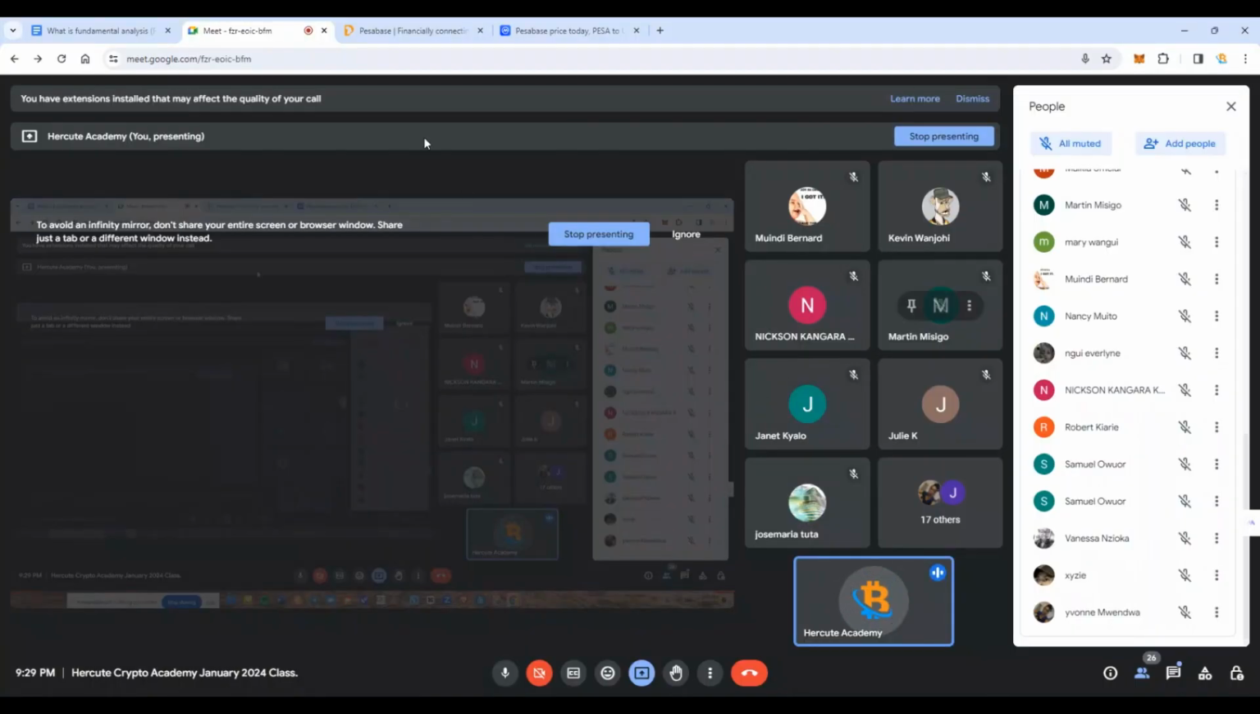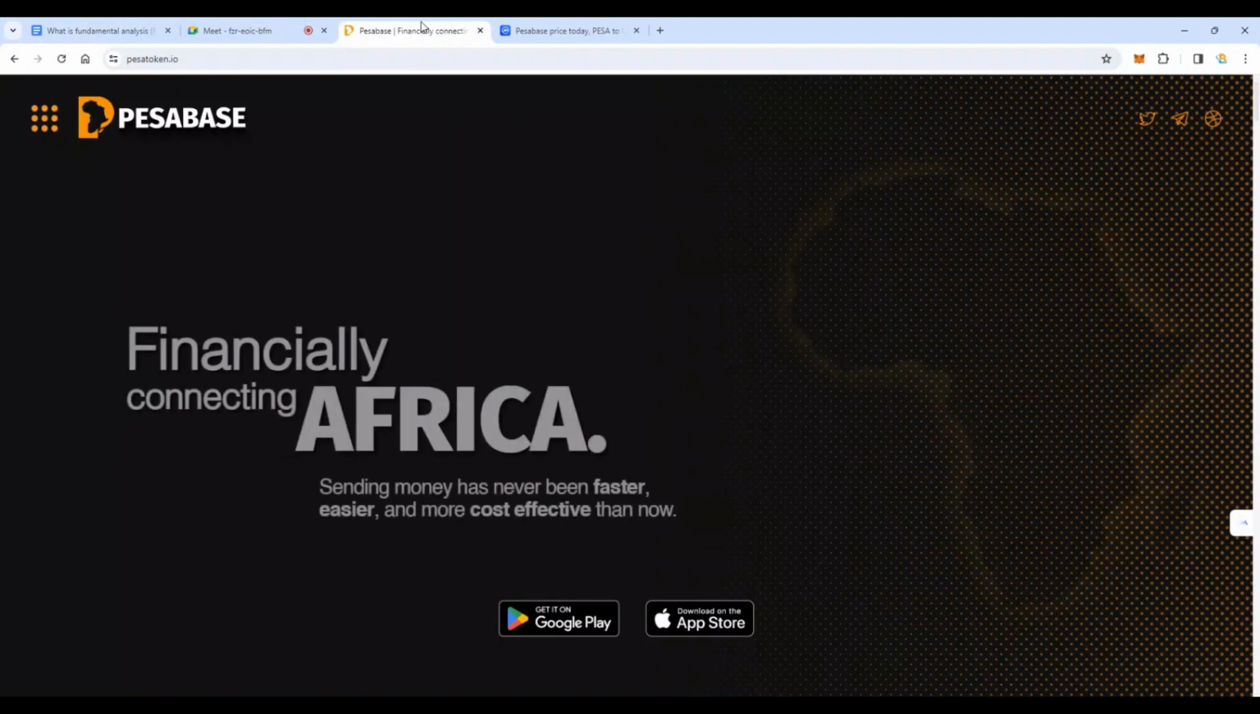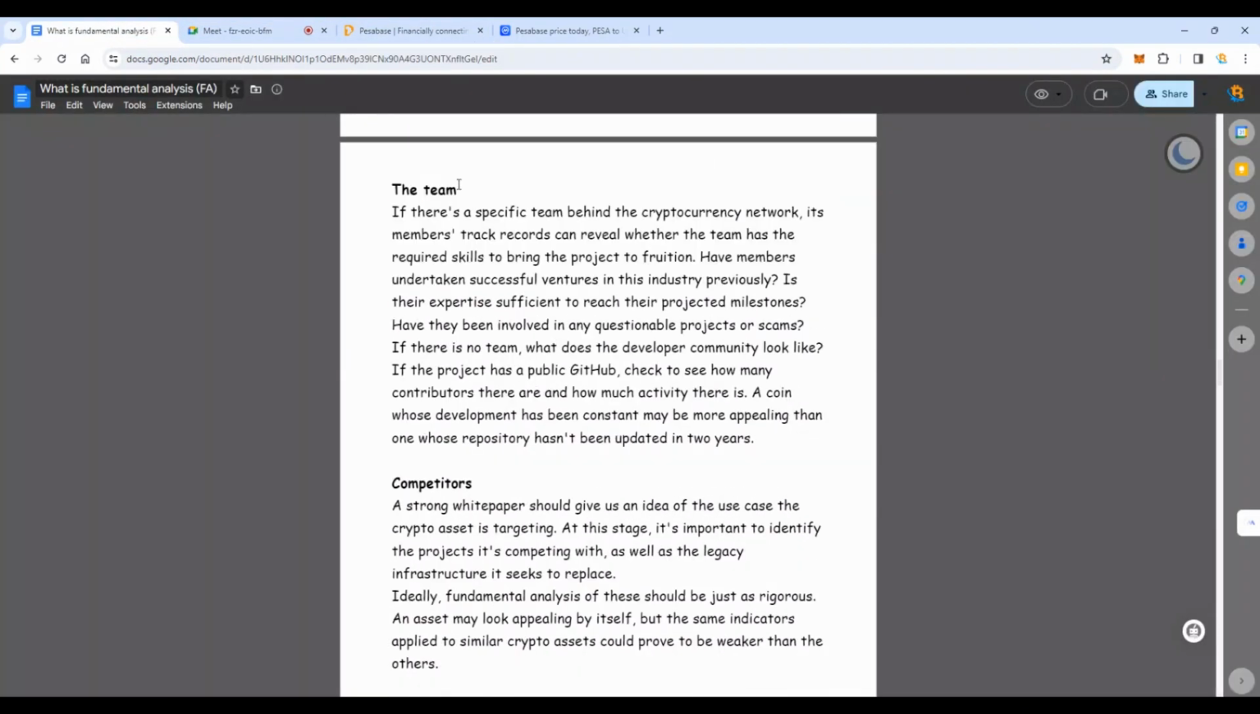So let's continue. So that is about the white paper. You can see the information that is contained in the white paper, and we've been able to look at some of the information that is contained in the white paper. Now, the next thing that you're going to look at is the team.